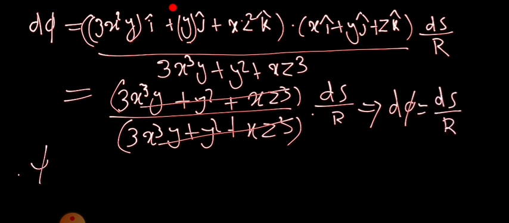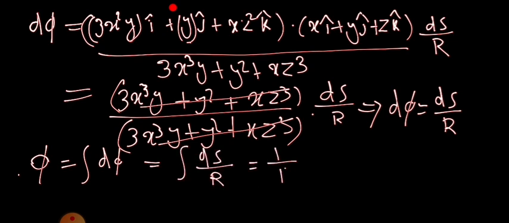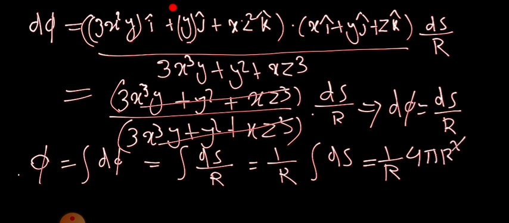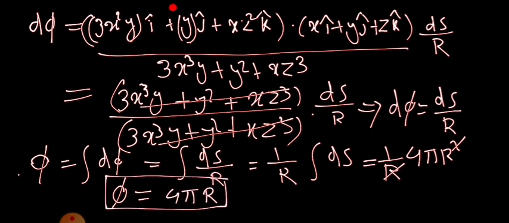So φ is the integration of dφ, the integration of ds by R. Here 1 by R goes outside, so what remains is the integral of ds, the magnitude of the small element considered. Integrating this over the spherical region gives 4πR². One R gets cancelled, so the total flux is equal to 4πR, where R is the radius of the spherical region whose center is the origin.